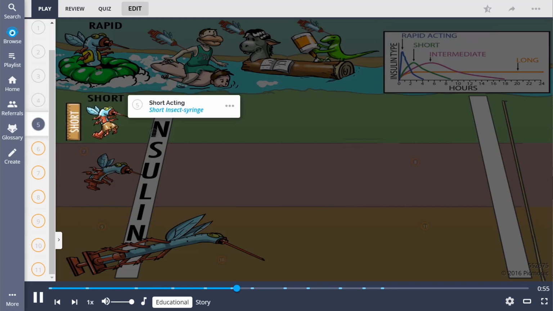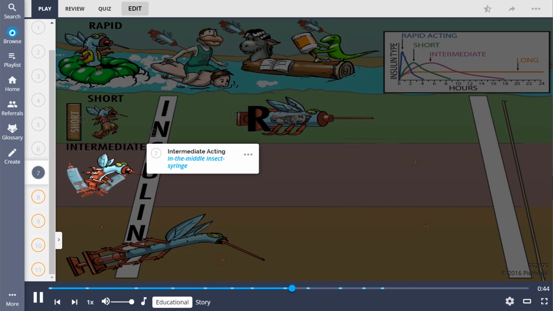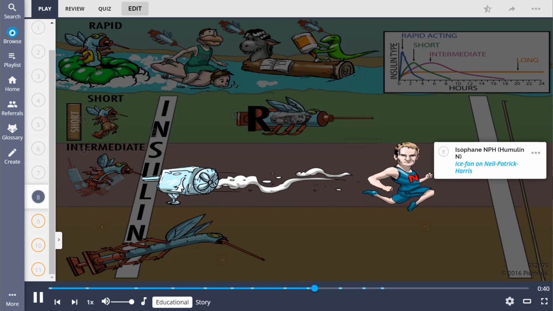The team captain for short-acting insulin, the short insect syringe, is encouraging regular insulin, or Humulin R, to speed up, shown by the regular vial insect syringe. Intermediate-acting insulin, the in-the-middle insect syringe, is in the middle with Isophane NPH, or Humulin N, on his team, depicted as the ice fan on Neil Patrick Harris.